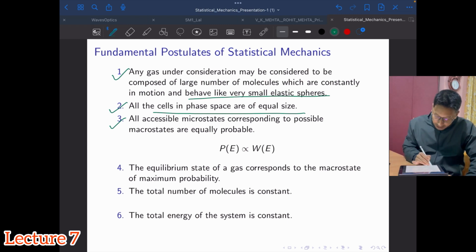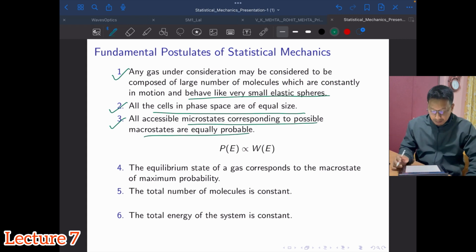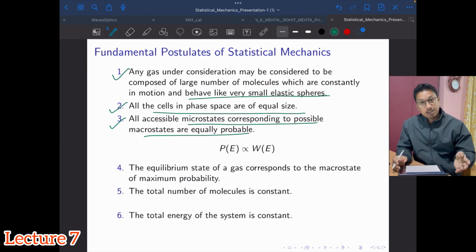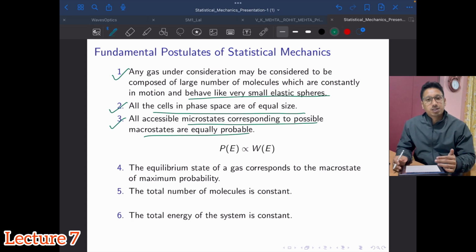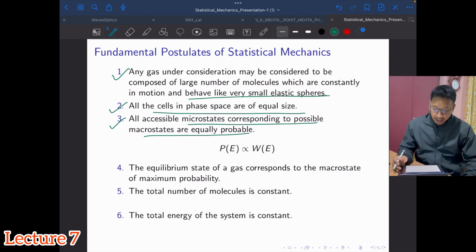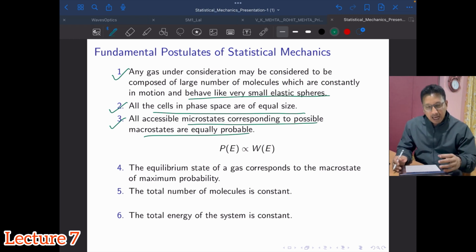All accessible microstates corresponding to the possible macrostates are equally probable. We have discussed this under the principle of equal a priori probability, where we say that each microstate of a system is equally probable, and that forms a fundamental basis for statistical mechanics. So the probability of a macrostate of a system depends on the number of microstates of that system for that particular macrostate, or you can think of it as the thermodynamic probability.